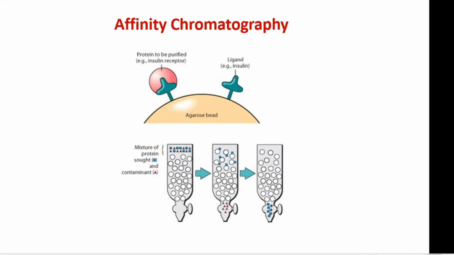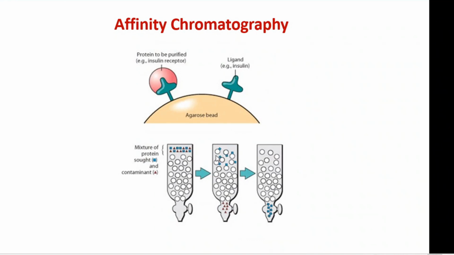So what are we adding? We are adding a ligand molecule, and that ligand molecule will have affinity towards the molecule which we are going to separate. The molecule which we are going to separate here is the insulin receptor. As the insulin receptor passes through these beads, which are attached with the insulin molecule, these molecules will get attached. So the insulin receptor molecules will get attached to the insulin molecule, which is acting as a ligand attached to the stationary phase, right?